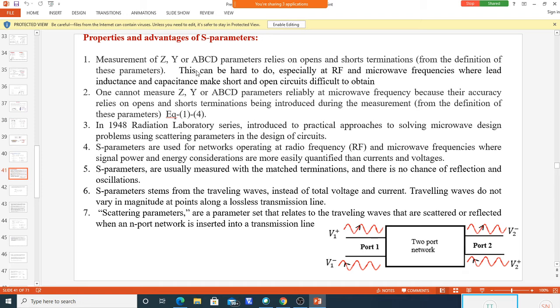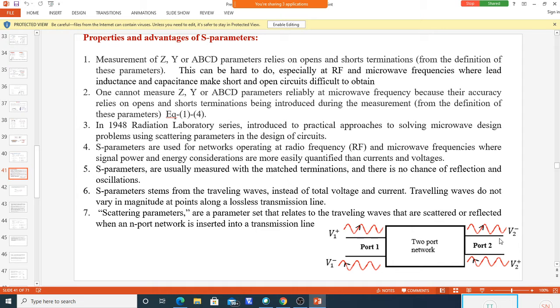As we saw, Z, Y, and ABCD parameters need a termination. While measuring Z11, in the two-port network we should make a short circuit here. That means you should connect from here to here. A short circuit means we are using some wire or a lead from here to here. As we saw in the previous properties of RF and microwaves, that piece of wire behaves like a combination of resistor and inductor. Any small piece of wire has an inductance.